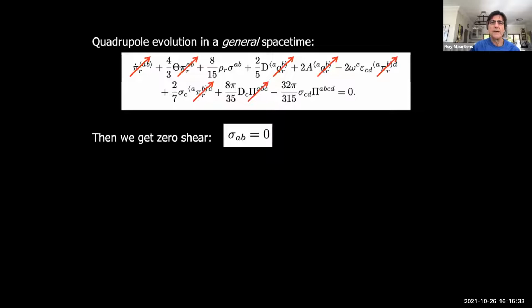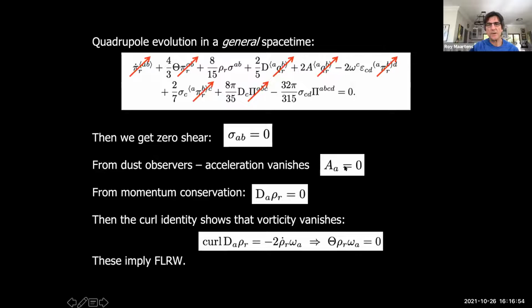And you can see now that we have a shear term here and a shear term there, and it's easy to show that these two combine together, and you're projecting the shear with a trace-free tensor and a trace tensor, you get zero shear. And from then, using the fact that we have dust observers, we've got zero acceleration, the momentum conservation equation tells us that the spatial gradients of the radiation energy density vanish. And the curl identity shows us that the vorticity vanishes. And basically this implies Friedmann-Robertson-Walker.